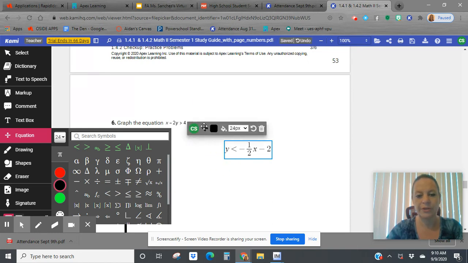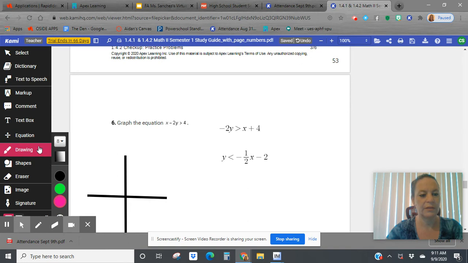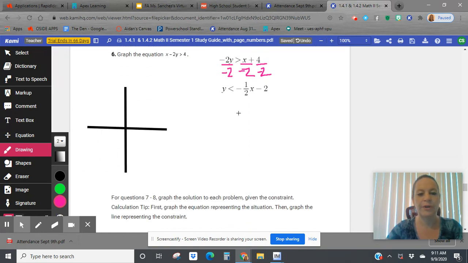And I think I want to show you that step in between. So we're dividing by -2, dividing by -2 to everything. And that gives me y, and that gives me -1/2 x, and that gives me -2. Don't forget that this sign flips. Now we're going to go graph it.